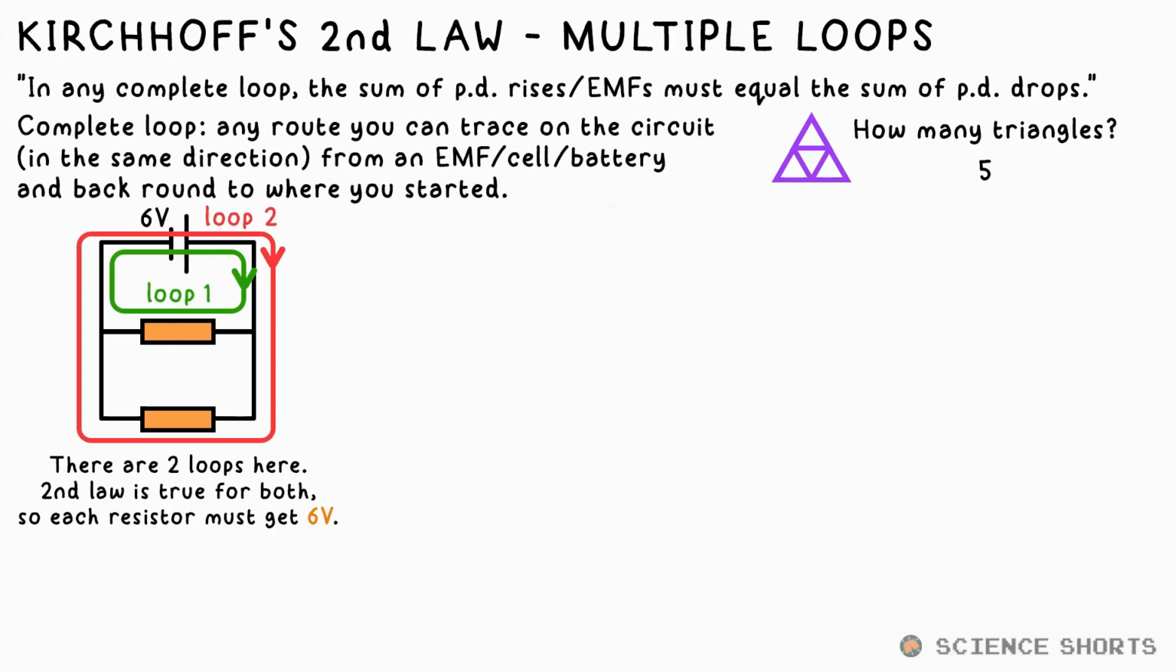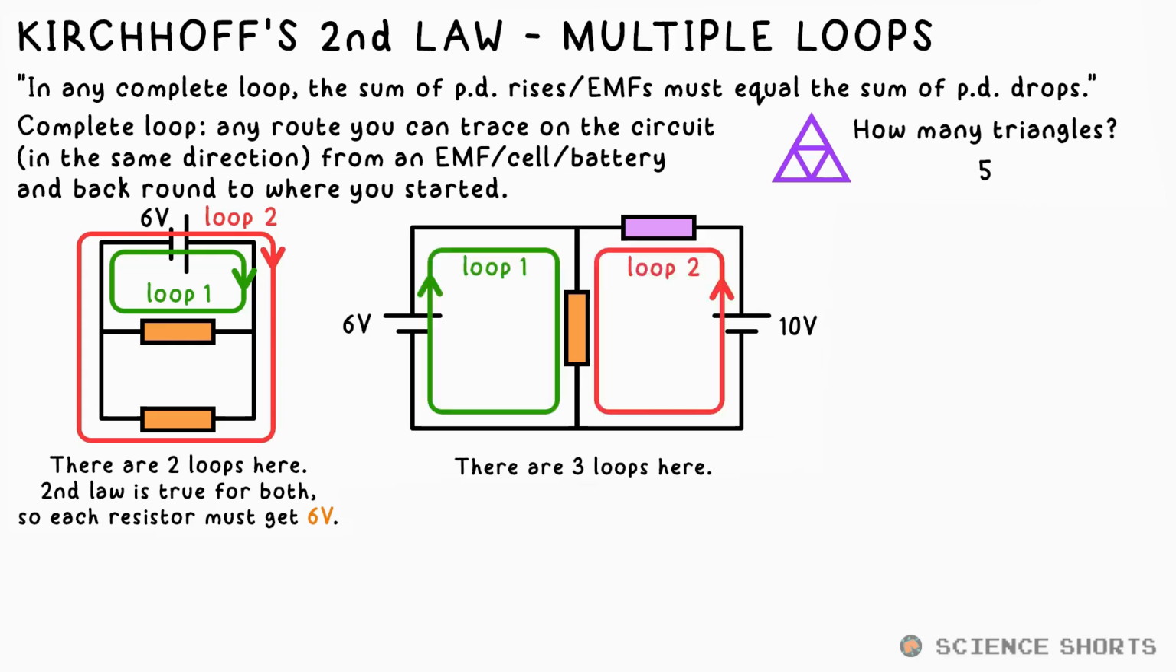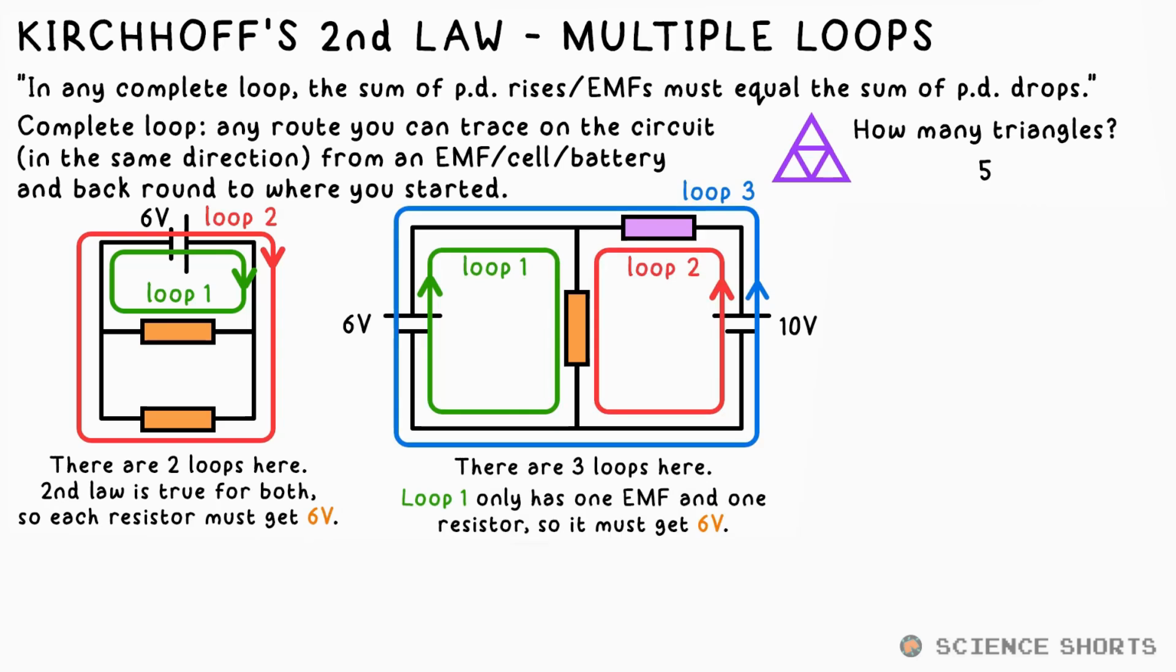Now you might think, okay, but how is that helpful? It's actually when we have more complex circuits that we have to use Kirchhoff's second law. How many loops with EMFs can you see? The answer is 3. 1, 2, and 3. Is there a loop that we can figure anything out for? Yes. Loop 1 only has one EMF and one resistor, so the resistor must have 6 volts, regardless of whatever else is going on.